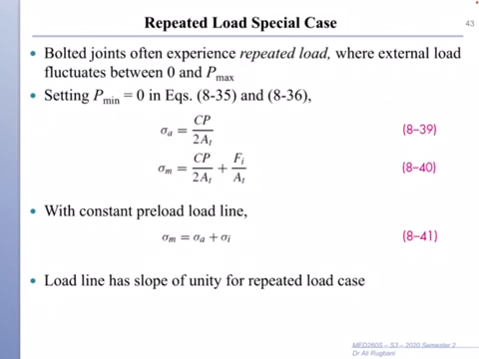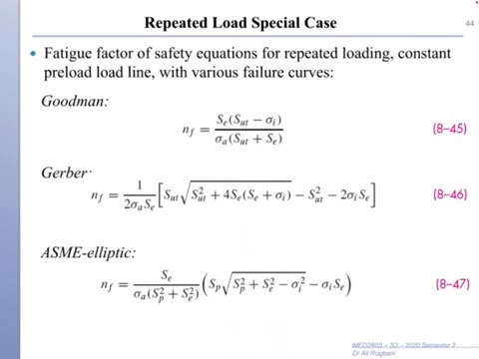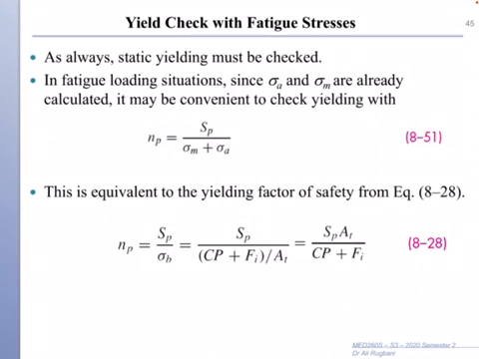This will reduce your formulas for alternating and mid-range stresses, but the procedure is still the same. Again, you can apply Goldman, Gerber, Liptek, and so on. And always, as usual, check for yielding. In bolts, don't forget to use proof strength from the table, from the previous table in this lecture, instead of yield strength.